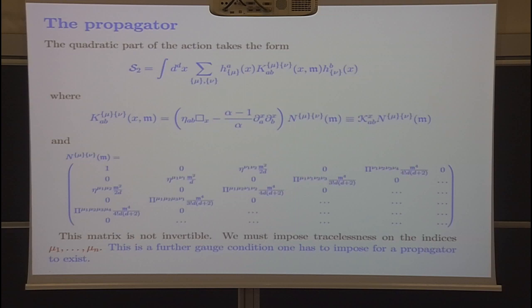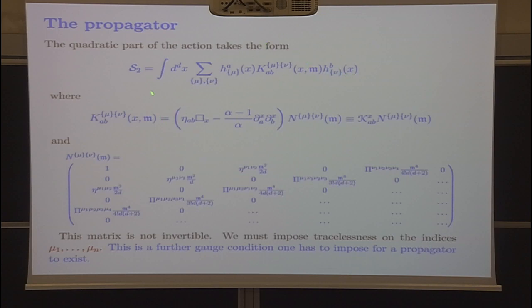Okay, so this is the expression for the quadratic part of the action that we consider. These are the fields. Remember that mu represents the set of symmetric indices, mu and nu.